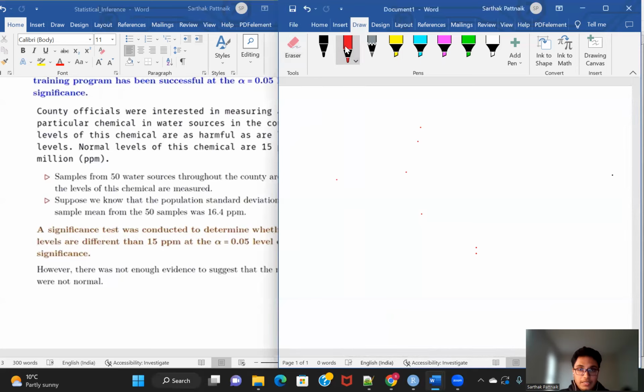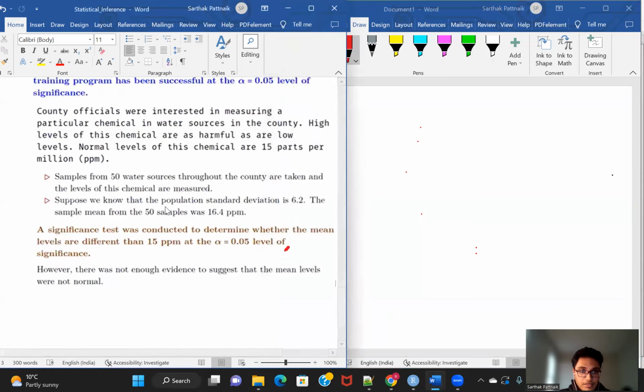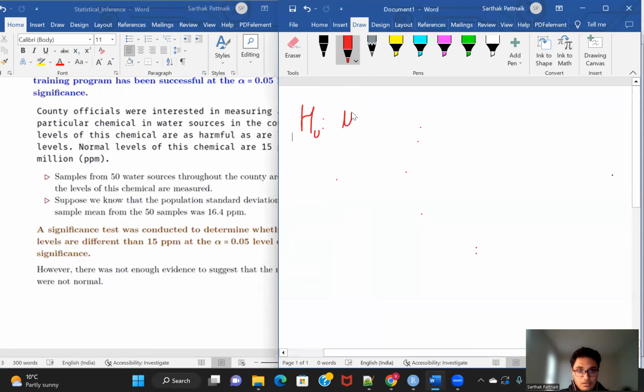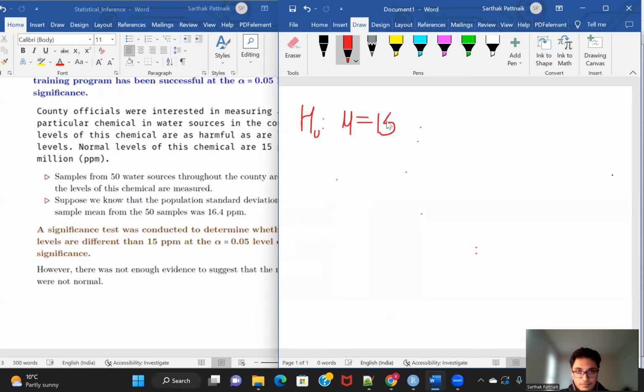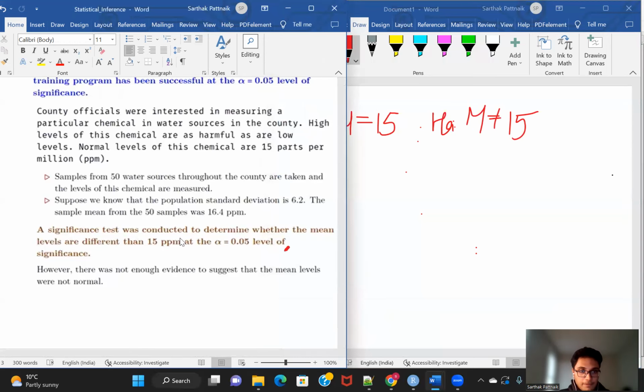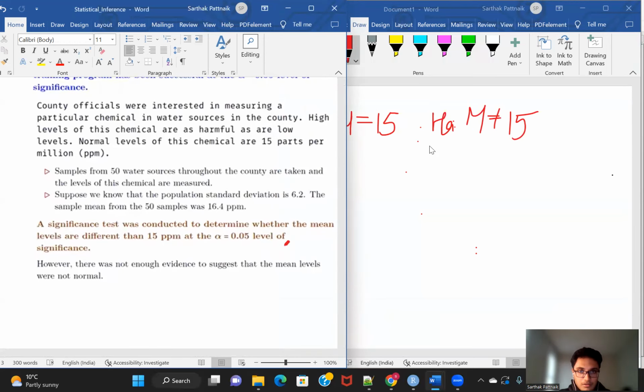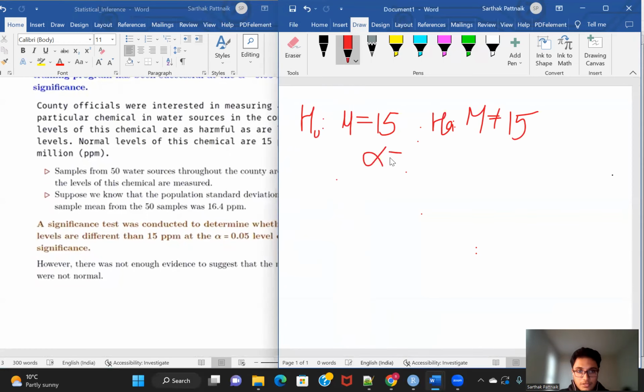I also know that my null hypothesis is nothing but my mean is equal to the normal level of the chemical, 15, and the alternate hypothesis is mu not equal to 15. And you have also been given alpha as 0.05.